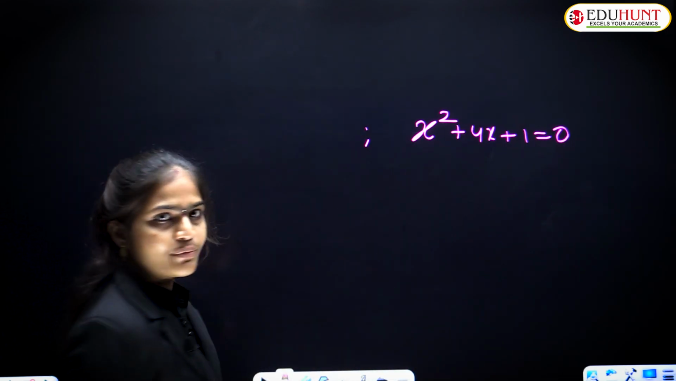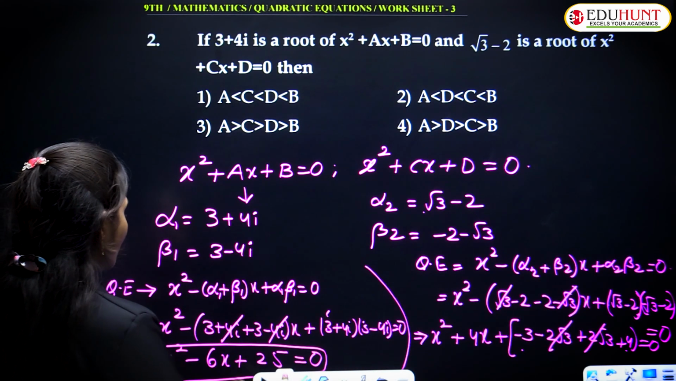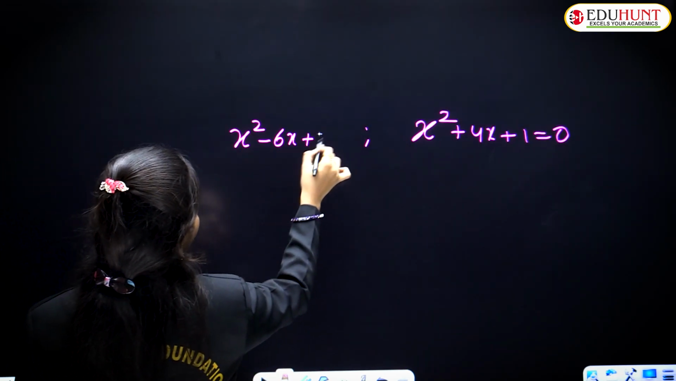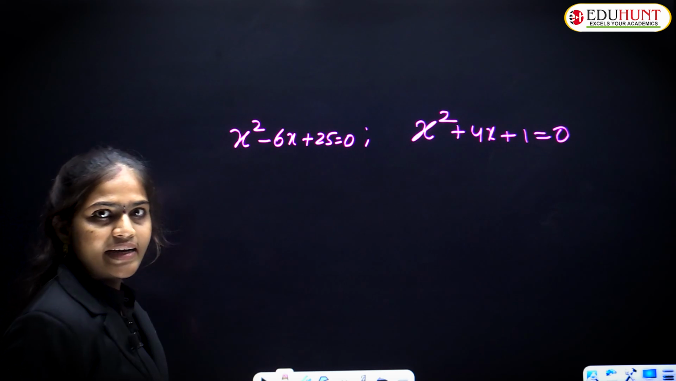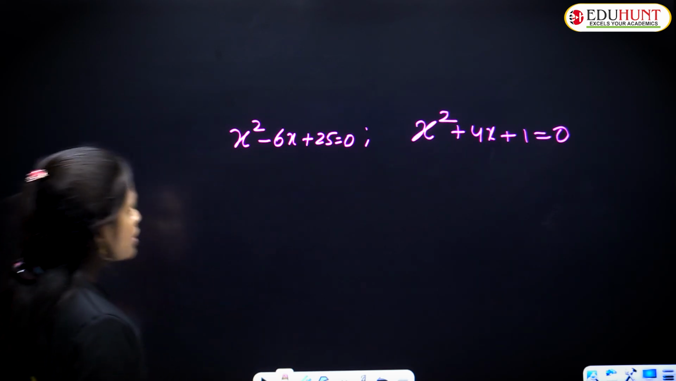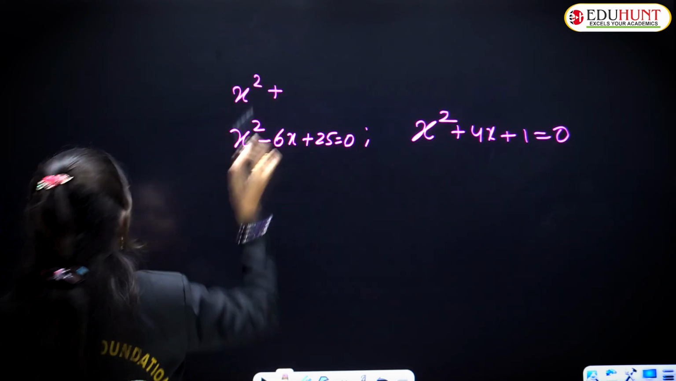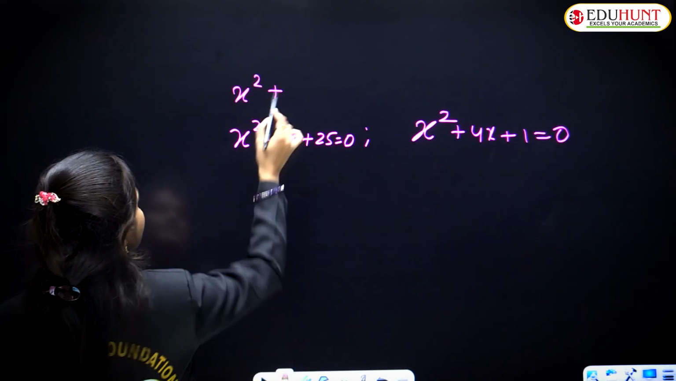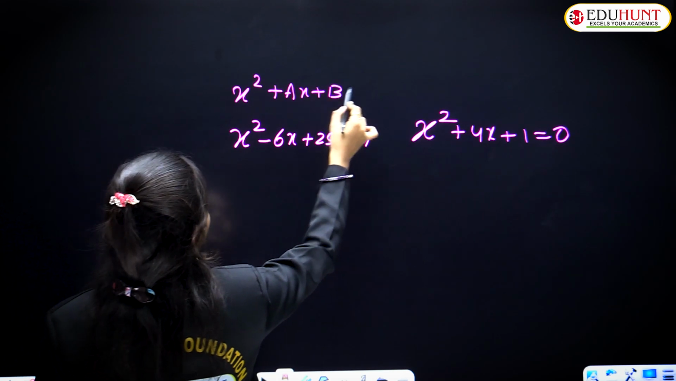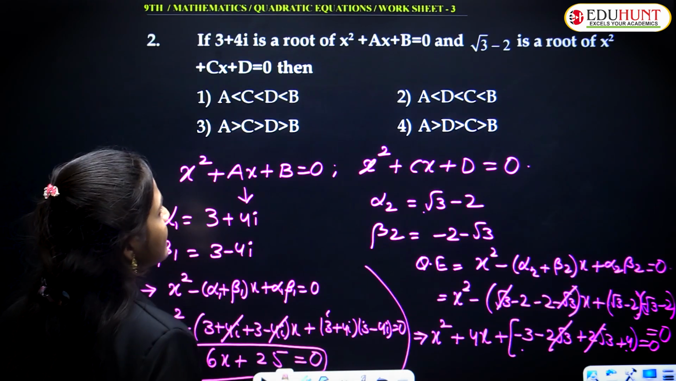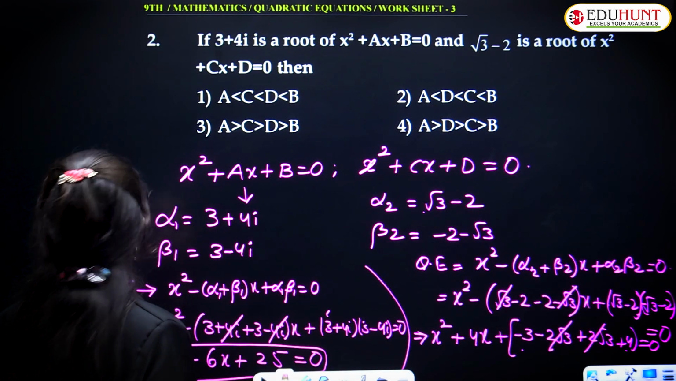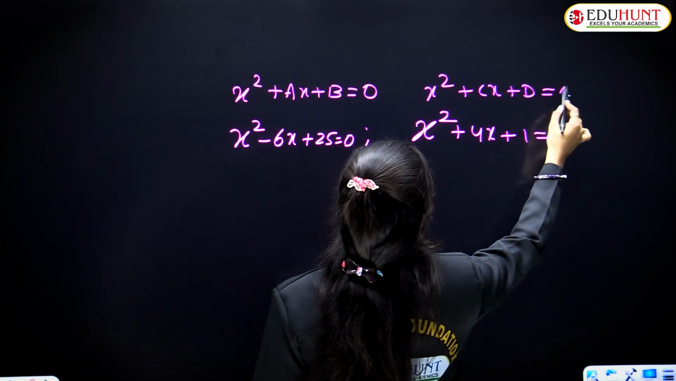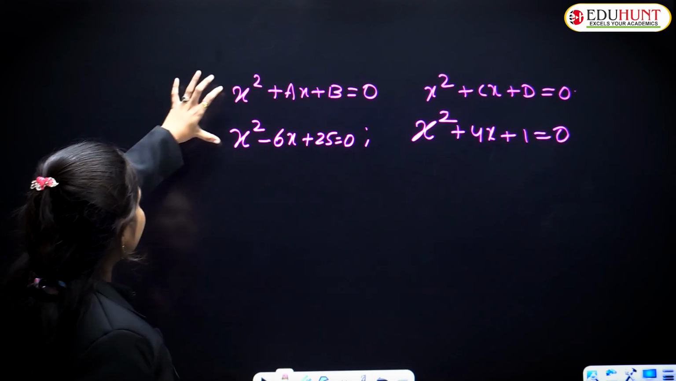So this is one of the equations, and the first equation we got here is x square minus 6x plus 25 is equal to 0. Understand? And these two equations also they gave in that question only, x square plus ax plus b is equal to 0, and this is x square plus cx plus d. x square plus cx plus d is equal to 0. Okay. Now compare these two.